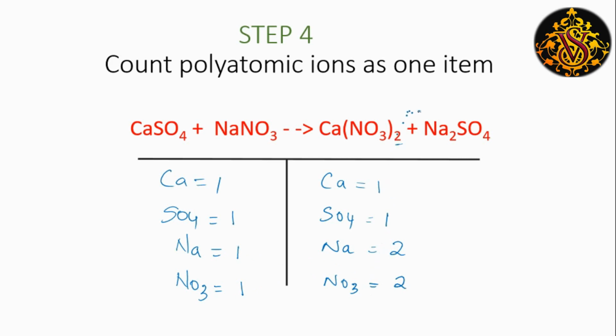And just see the equation. If we add 2 here, 2 sodium, we got 2 sodium, right? 1 into 2, 2. Sodium is balanced and we have NO3, 2 into 2, and the equation is balanced, right? See here, after writing 2 in front of this element, we are getting 2 sodium and 2 NO3, and we have 2 NO3 here at the right hand side.